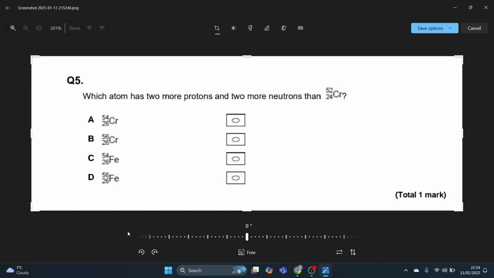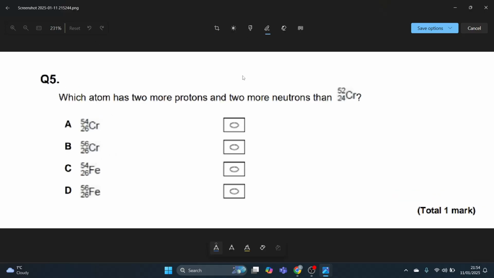Multiple choice questions from my October mock paper 1. I think it's 2024 as well, maybe 2023, I'm not sure.